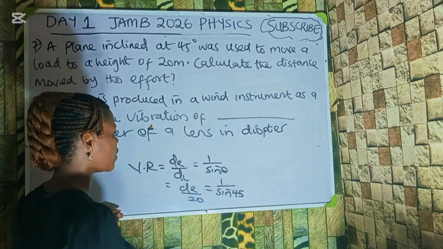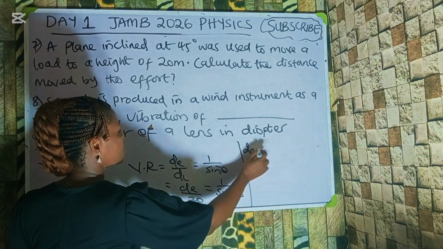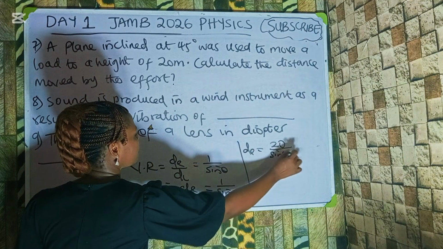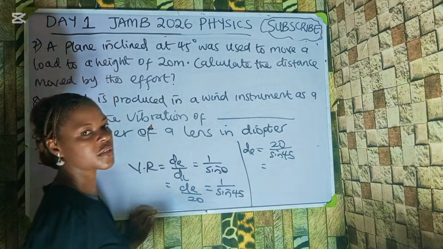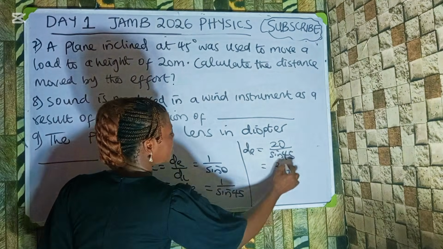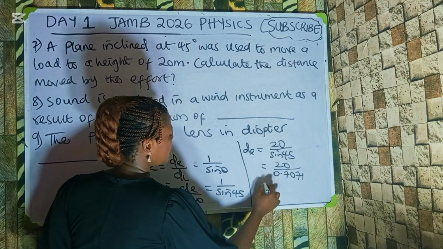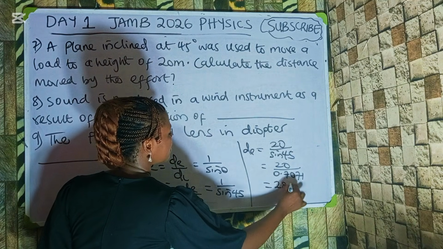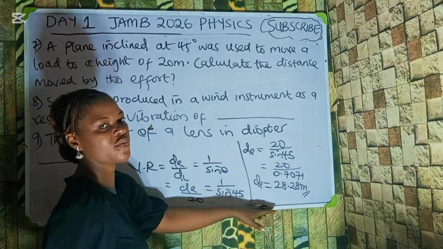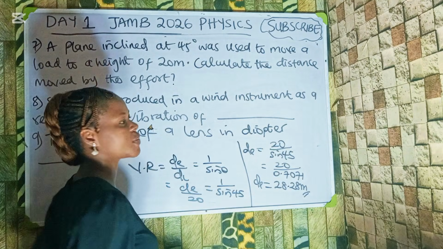So equals 1 over sine 45. Cross multiply: the distance moved by effort equals 20 over sine 45. Sine 45 is 0.7071, so we have 20 over 0.7071, and when you divide, you get 28.28 meters. This is the distance moved by effort. When you see a question like this, this is how to solve it. Let's go to the next one.